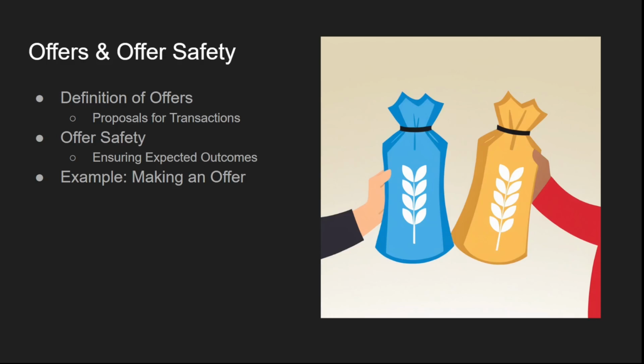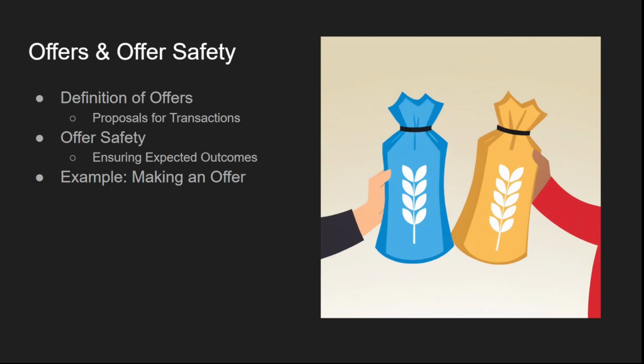Offer safety is a guarantee provided by the Agoric platform to ensure that participants in a transaction get what they expect. It means that an offer will either be fully accepted and completed as proposed, or it will be rejected and no changes will occur. This guarantee is crucial for maintaining trust and reliability in transactions. It ensures that users can participate in the system with confidence that they will not be unfairly treated or lose assets unexpectedly.